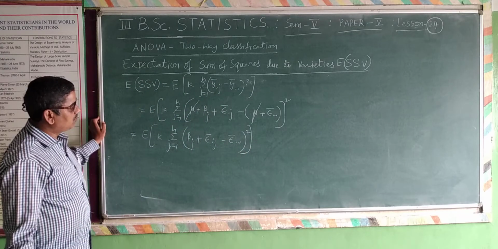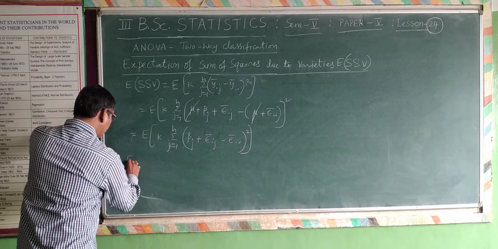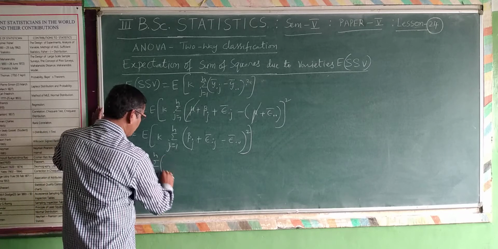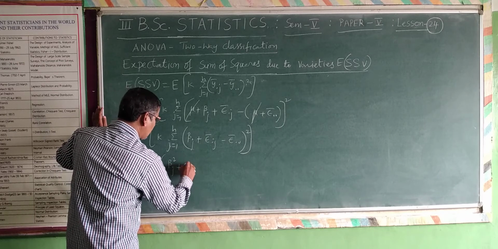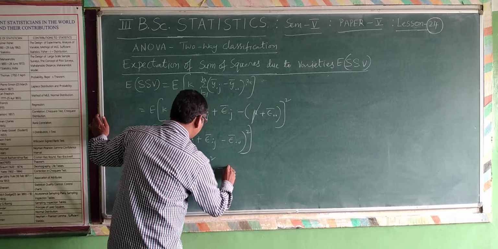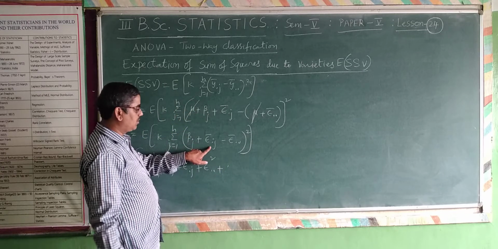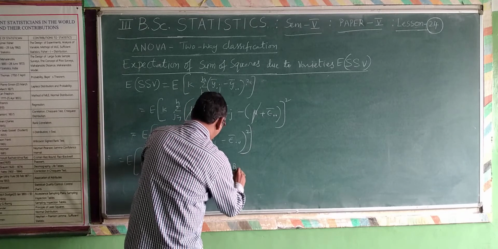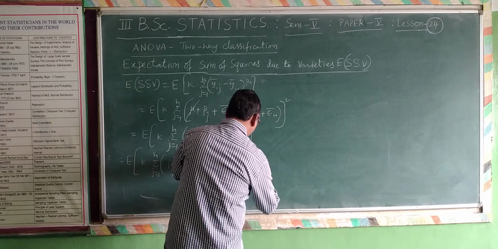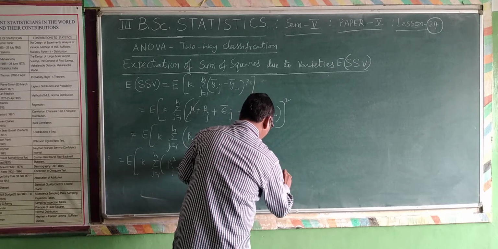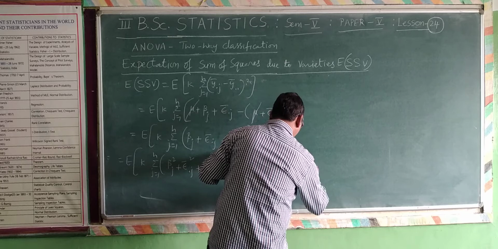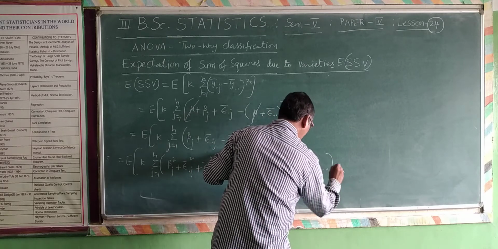Right? Now you square it, and then we take the expectation. Expectation of K into summation j is equal to 1 to H of beta j square plus epsilon bar dot j square plus epsilon bar dot dot square, plus 2 into beta j multiplied by epsilon bar dot j, minus 2 into beta j multiplied by epsilon bar dot dot, minus 2 into epsilon bar dot j into epsilon bar dot dot. This is what the whole square term gives.